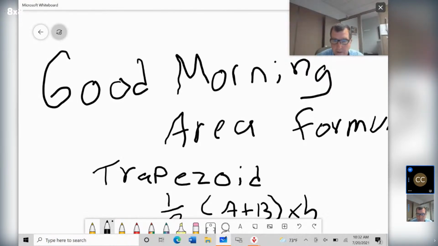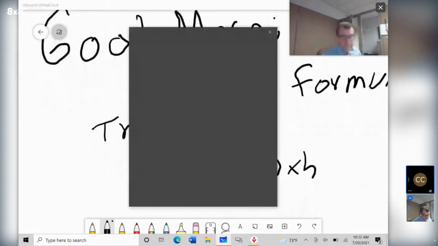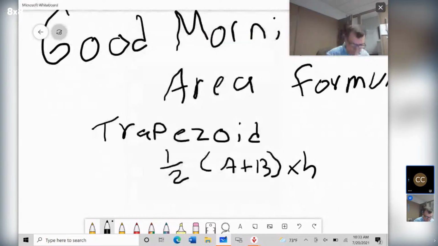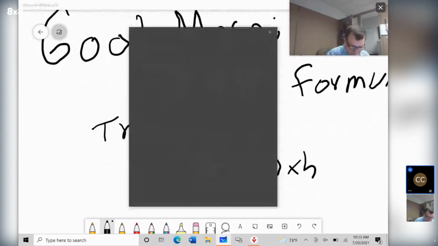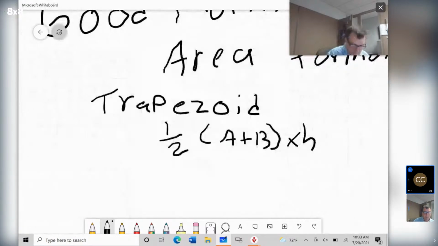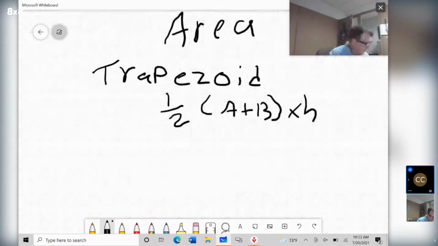We're doing some housekeeping, but what I wanted to do today is go over the area of the different geometric figures that we've done the last couple days. I want to start with the trapezoid because that one is probably the most complicated one. I have the formula right here, and it's 1/2 a plus b times height. I want to show you what a trapezoid is.